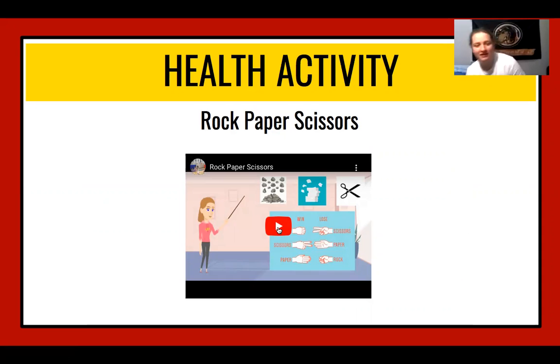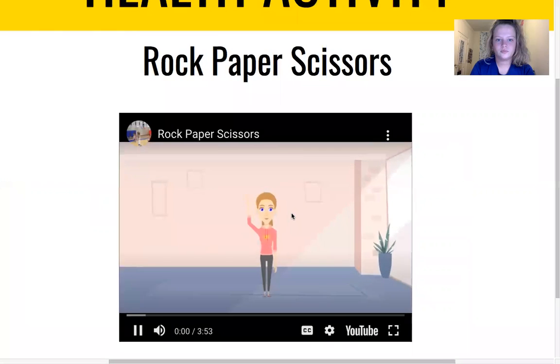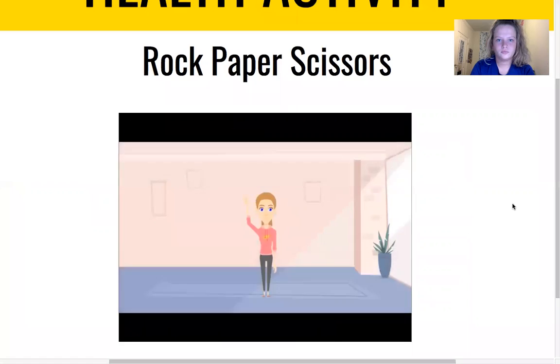All right, for our health-related activity, we're going to be playing rock, paper, scissors and doing a fit workout. Hey everyone. It's Coach Reed. Today we are going to try a new and fun health-related activity.